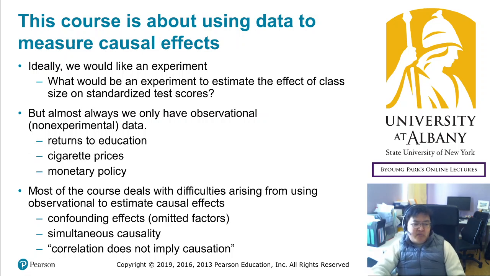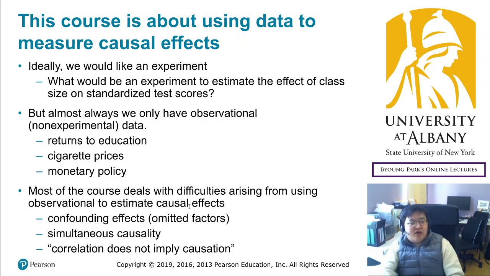So there are many difficulties arising from observational data. The difficulties are because you are not using experiments. If you had experiments, you would not face these difficulties. But because the experiments are not possible, you have to deal with some additional problems. For example, confounding effects. It's a more academic term, statistics jargon, but basically it's about omitted factors.